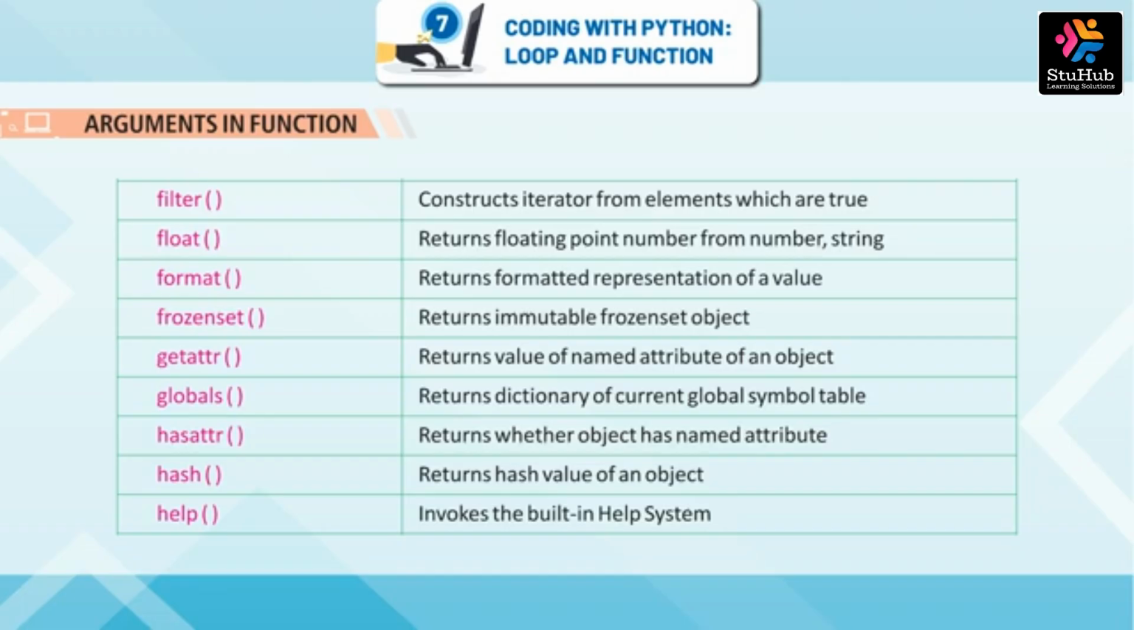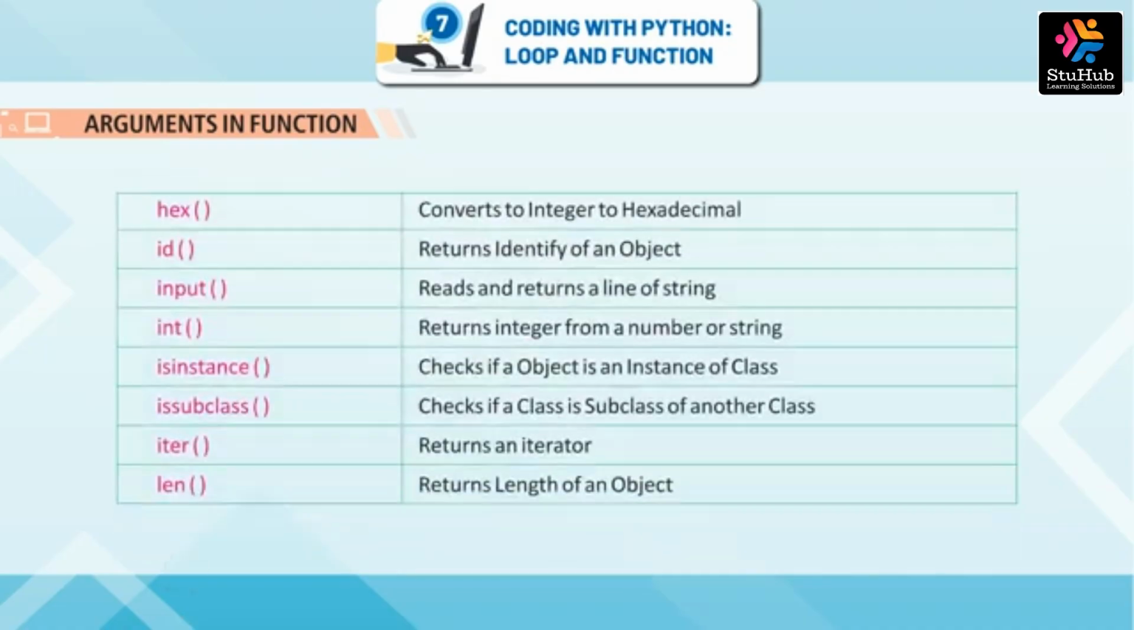hasattr returns whether an object has a named attribute. hash returns the hash value of an object. help invokes the built-in help system. hex converts an integer to hexadecimal. id returns the identifier of an object. input reads and returns a line of string. int returns an integer from a number or string.